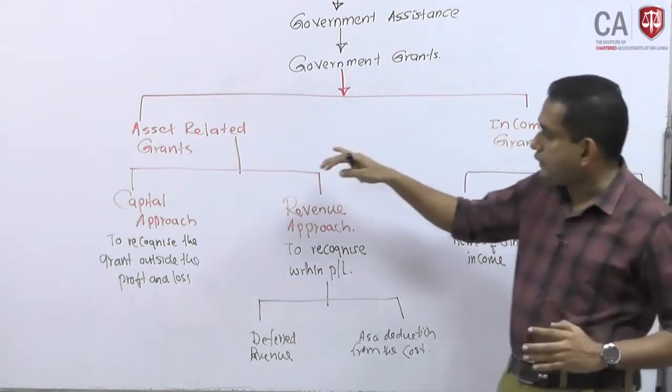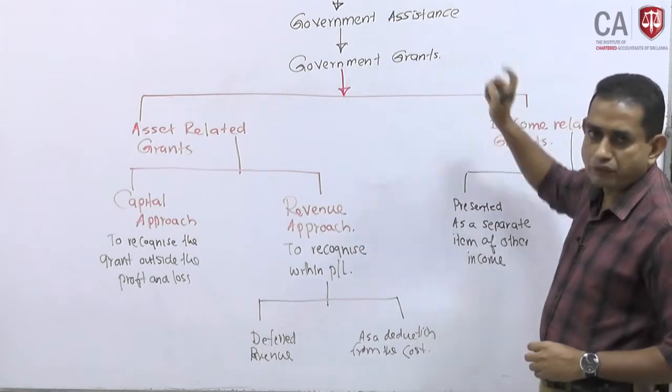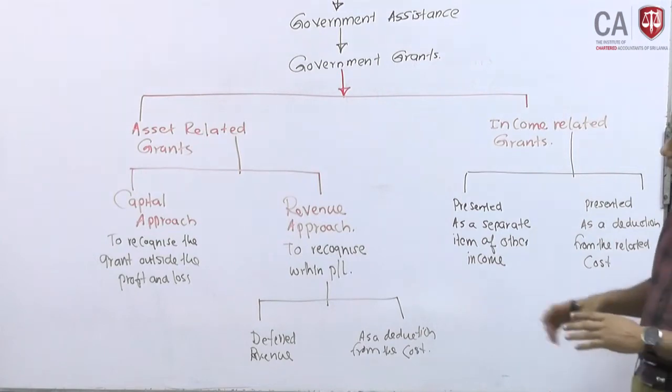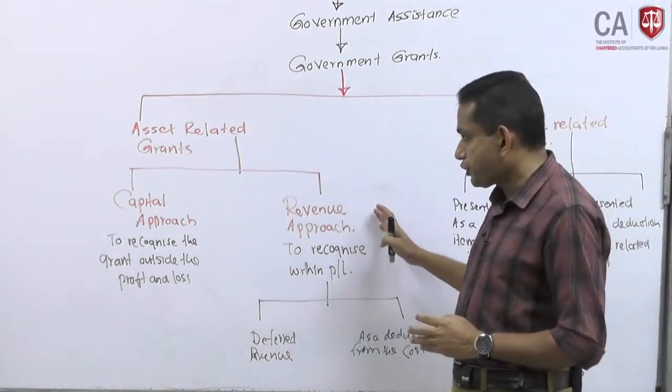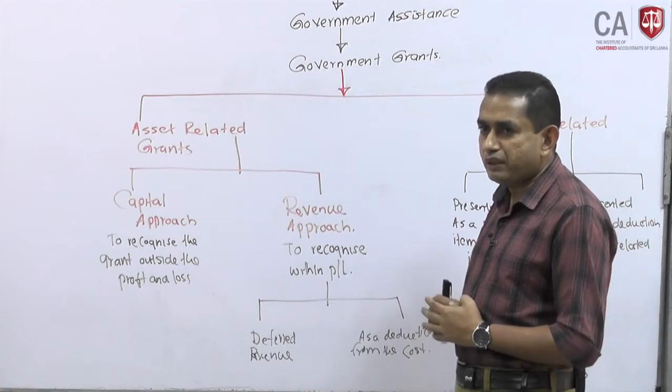We will start discussing what asset related government grants are. The second category of the grant is income related government grants, and that also can be presented in the financial statements in two methods. Either the government grant is recognized as a separate other income item in the profit and loss, or it can be recognized in the financial statements as a deduction from the related cost. And then if you adopt the revenue approach for asset related government grants, again we have two methods of presenting them in the financial statements.